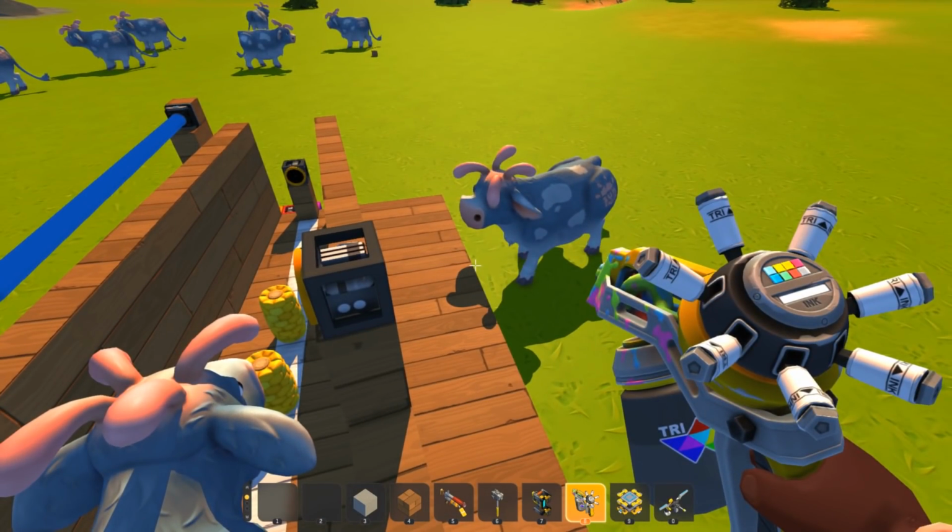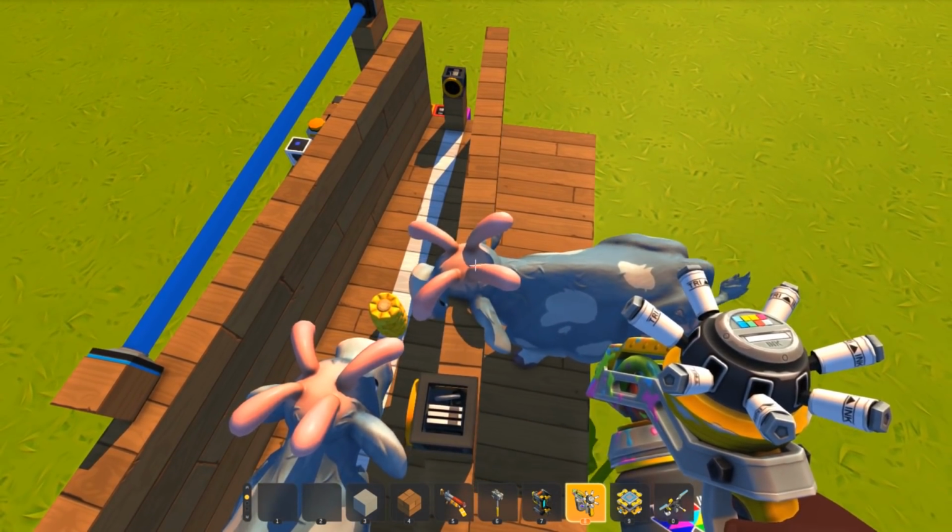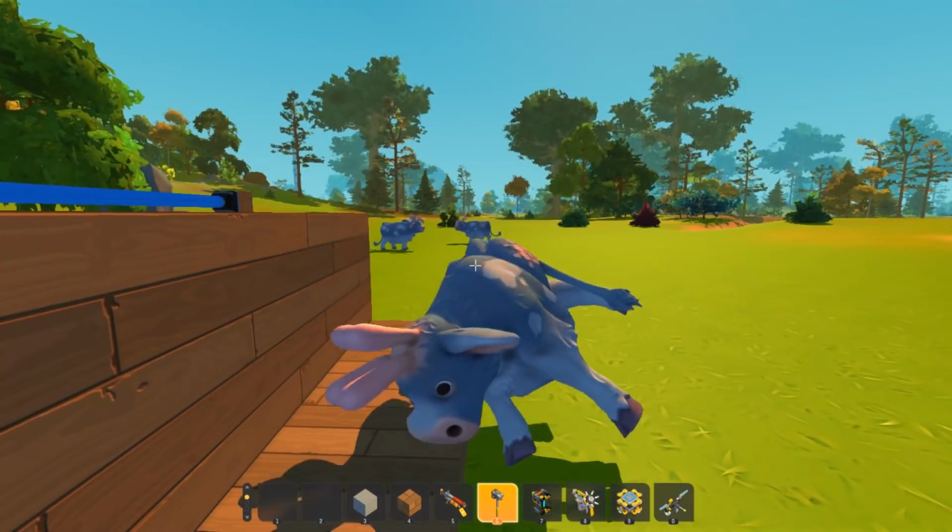What? No. Stop sneaking the corn. No. No, my experiment. Get out of here. Get out of here.